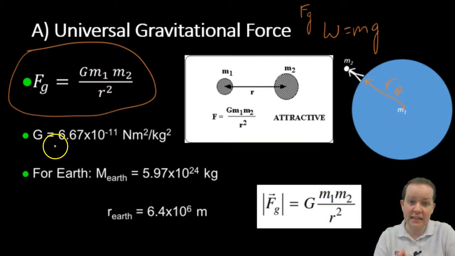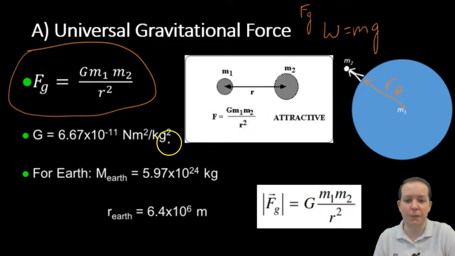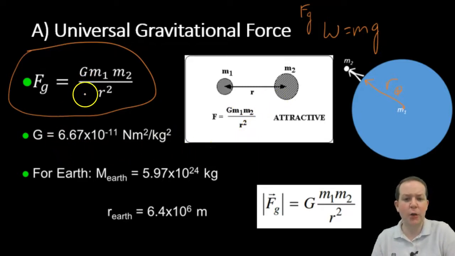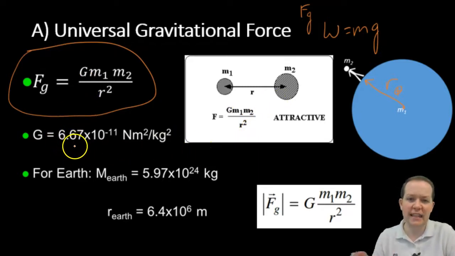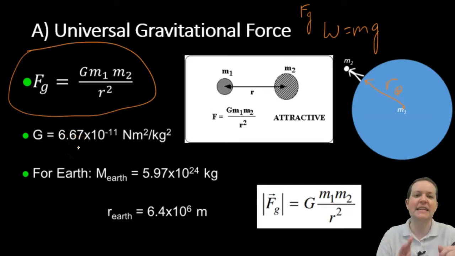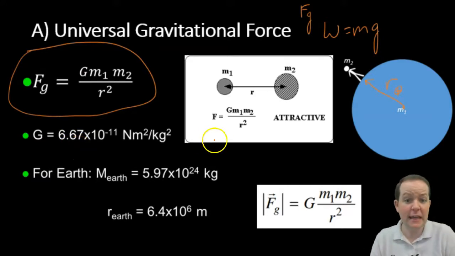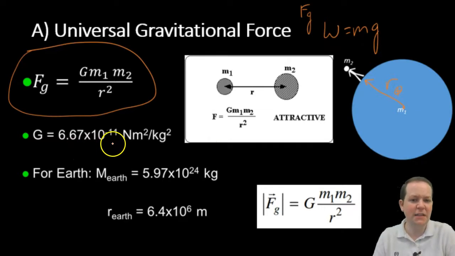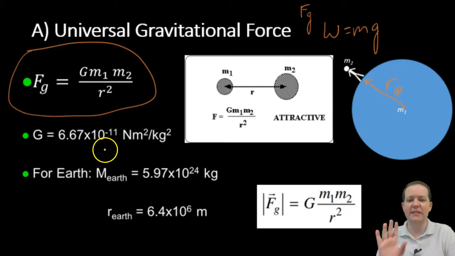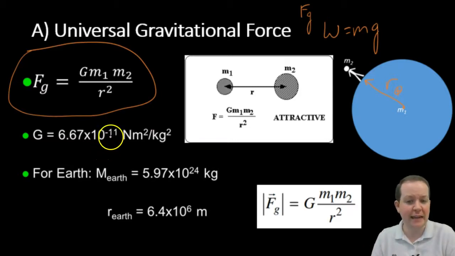G is a constant, okay? It is a constant that works everywhere in the universe when you use this equation. It's not like it's just for here on Earth. But whenever you use this equation for g, you're going to plug in 6.67 times 10 to the negative 11th. This number is given. You don't have to memorize it. It's on the AP Physics 1 equation sheet. Okay, you don't have to really memorize these units either, but always 6.67 times 10 to the negative 11th.